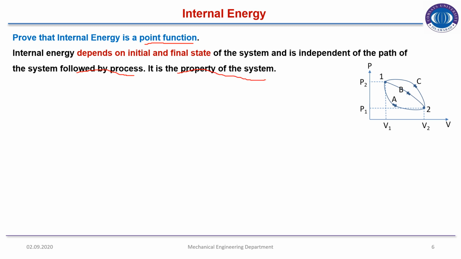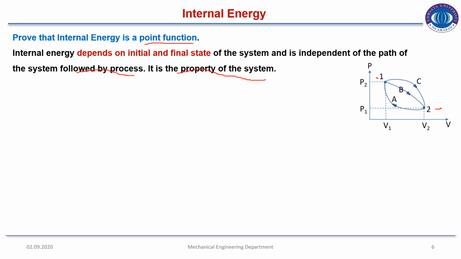On the right hand side, you can see two different cyclic processes are shown. That is state 1 and that is state 2. In path process A, the change is from state 1 to 2. In B, the process is going from state 2 to 1, and in C also, the process is going from state 2 to 1.